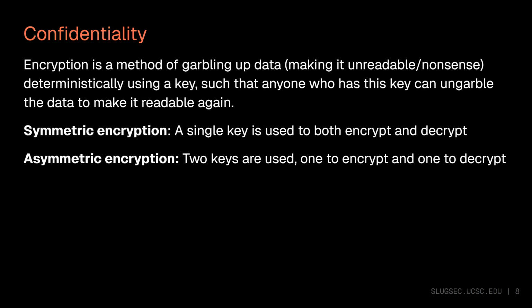Symmetric encryption is the traditional way of doing encryption, where a single key is used to take some data, garble it into nonsense, and then you can use that same key to degarble it back into something meaningful. Asymmetric encryption is a little different, where we have two different keys, one that is used to encrypt or garble the data, and then a separate key that is used to actually reverse it back into something meaningful. And we'll talk about why these are important. There's an important use for both of these later.